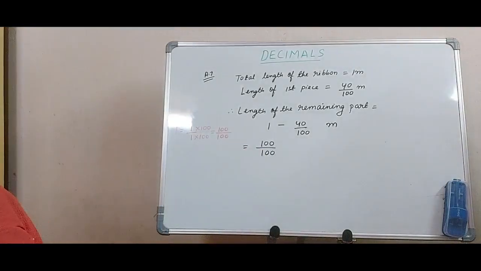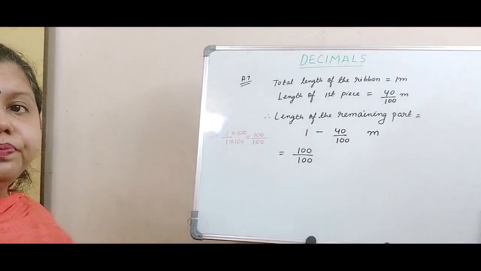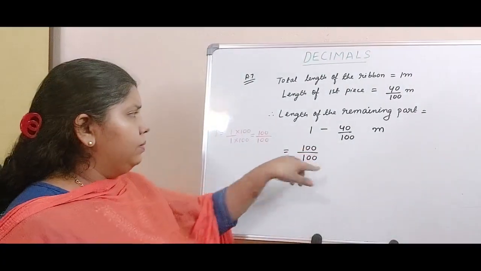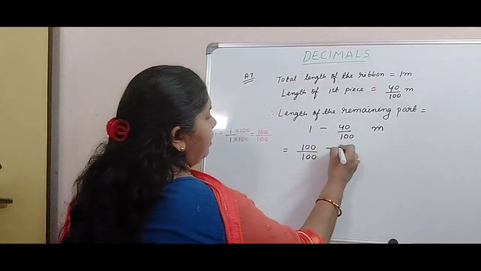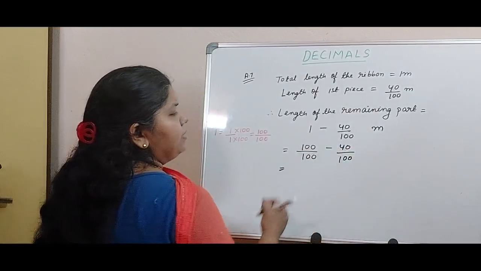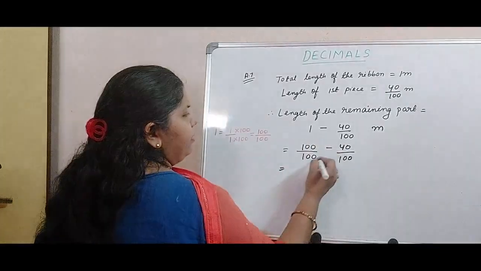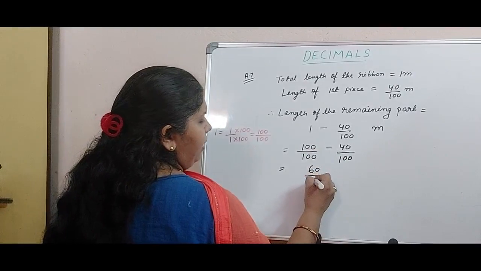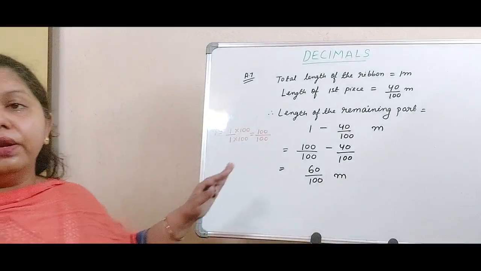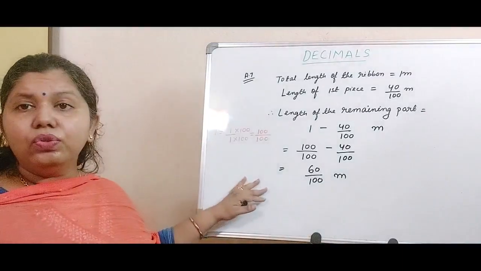Then what will you do after this? You have to subtract minus 40 by 100. You know that the denominators are equal, so you subtract the numerators, keeping the same denominator. 100 minus 40 is 60 by 100 meter. So this is the length of the remaining part of the ribbon. I hope everyone has understood how to solve this.